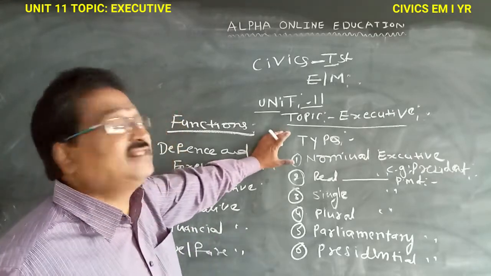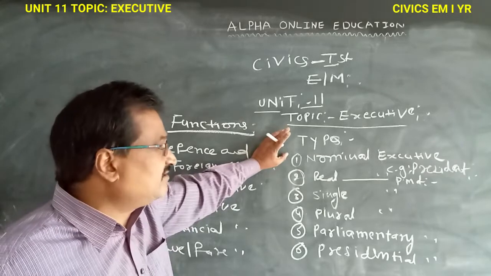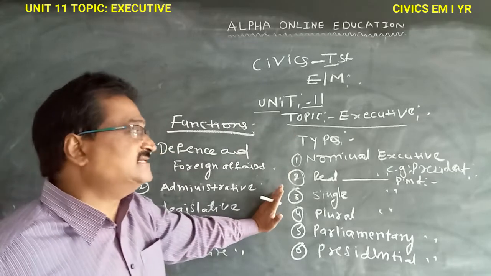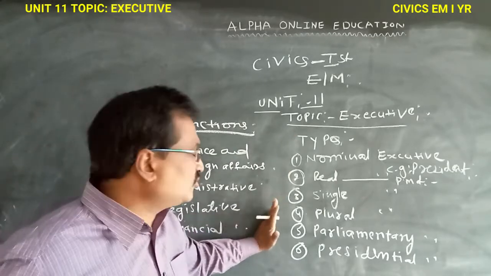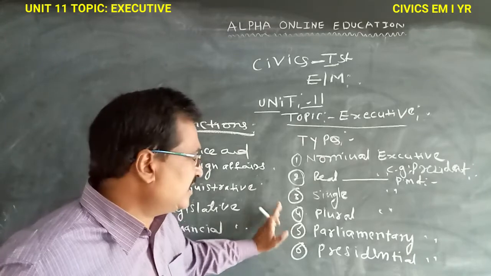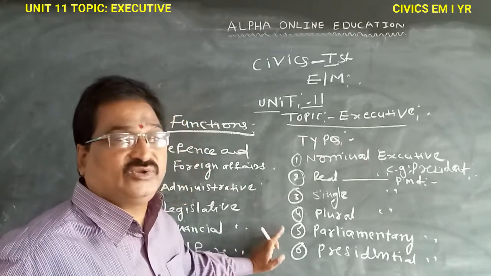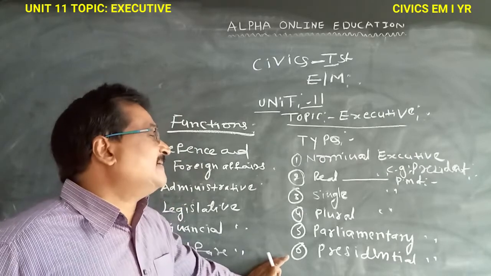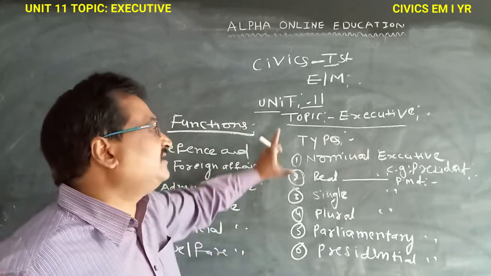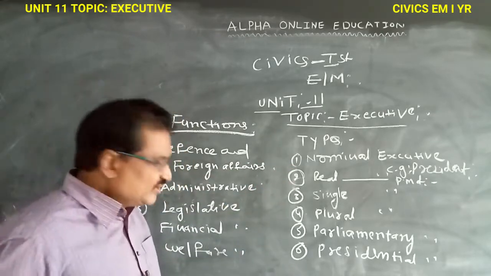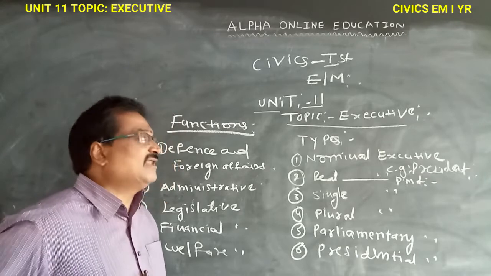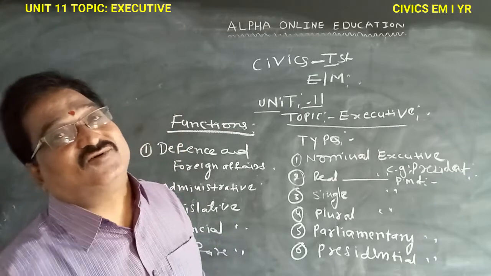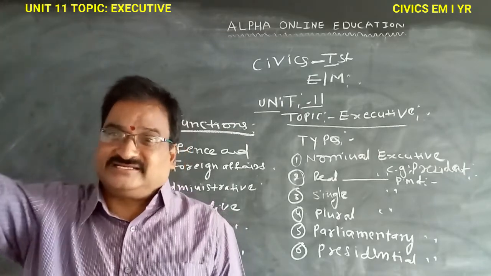These are all the types of executive. The first is the nominal executive, the second is the real executive, the third is the single executive, the fourth is the plural executive, the fifth is the parliamentary executive, and the sixth is the presidential executive. Our Indian executive is the parliamentary executive. Here there are two types of executives: a nominal executive and a real executive.